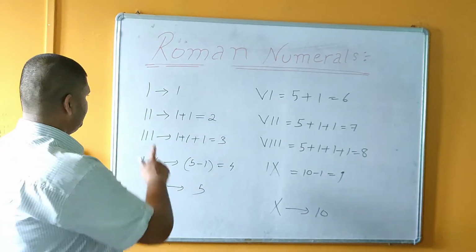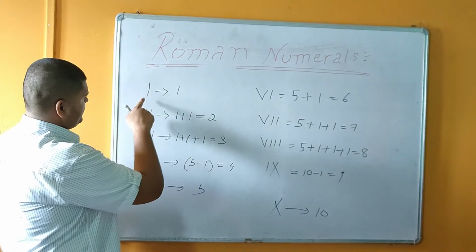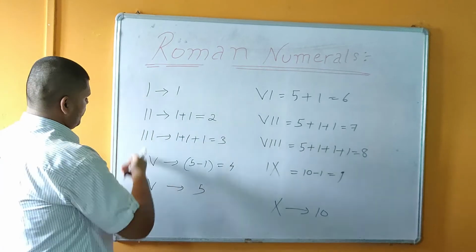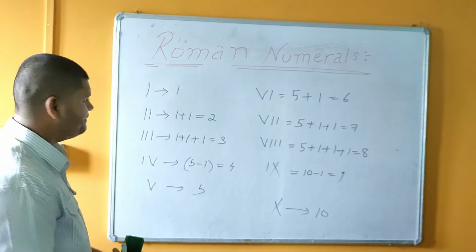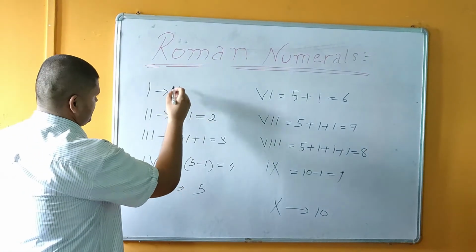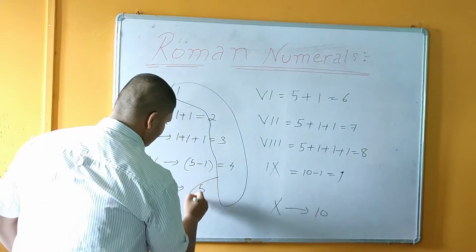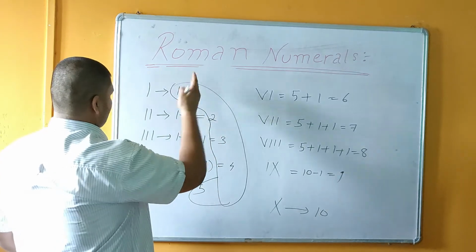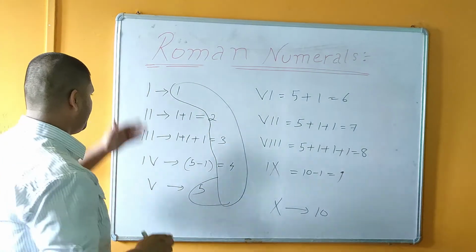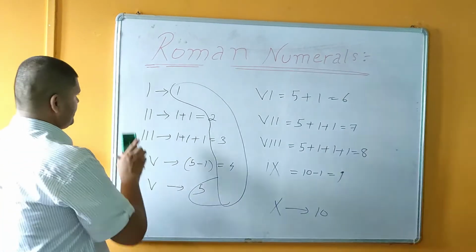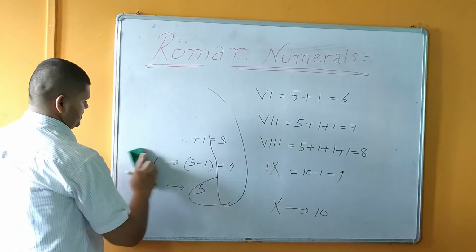You can write these numbers in terms of Hindu Arabic numerals. We can write them in terms of Roman numerals in this way. These are Hindu Arabic numerals, and these numerals have been written in corresponding Roman numbers. I hope you are clear about 1 to 10. Now we will be looking at bigger numbers.